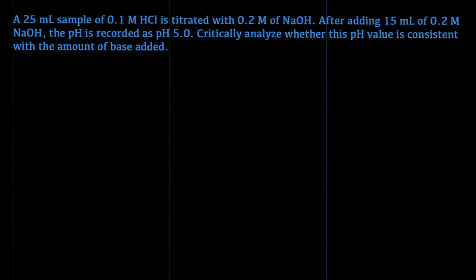Alright, to answer this question, the first thing that you need to do is write a balanced equation. So the equation is between the hydrochloric acid and your sodium hydroxide. So acid and base will produce the salt NaCl plus water. If we look here, it is already a balanced equation. So next, you need to calculate the molarity of the HCl.